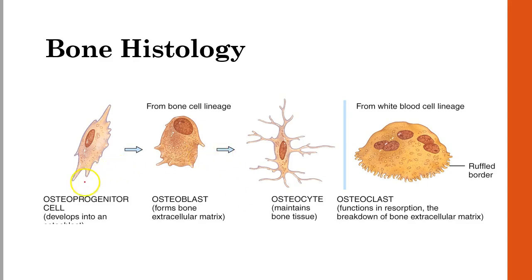Okay, here's a nice little look at those. Osteoprogenitor cell kind of looks like a cell that doesn't know what it wants to be. Then we turn into an osteoblast, which eventually will become an osteocyte that helps maintain the bone tissue. Okay, on the other hand, coming from white blood cell lineage, we have the osteoclasts.